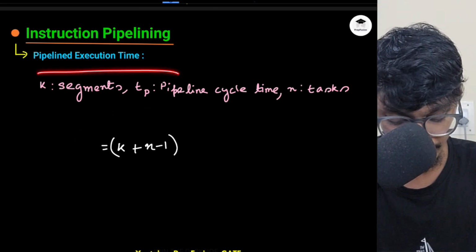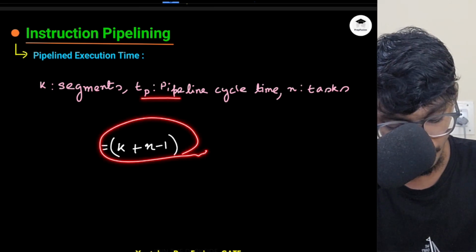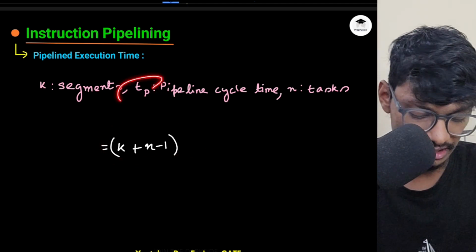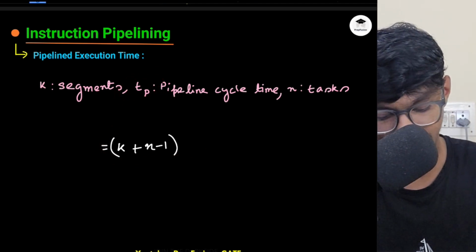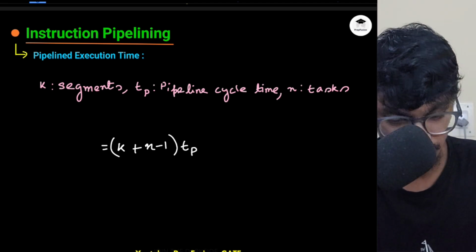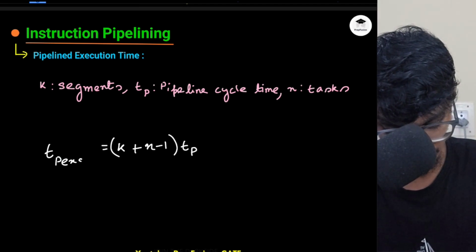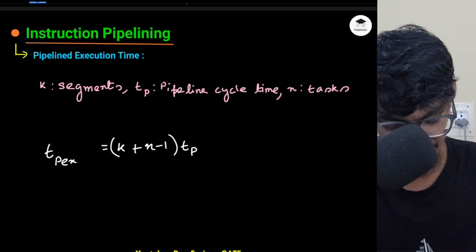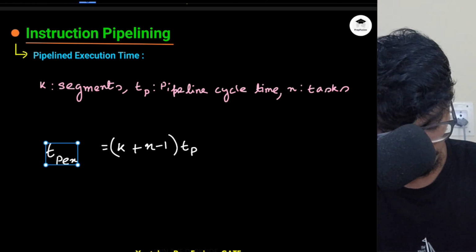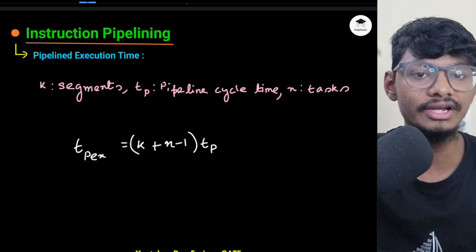But what is the pipeline execution time? I know this is the number of cycles, and I know how much time each cycle consumes. So if I simply multiply this by TP, I will get my pipeline execution time. So this gives me the pipeline execution time, TP execution, TPX. TPX is the pipeline execution time. Obviously you can remember this, but if you understand it conceptually, you don't need to remember.